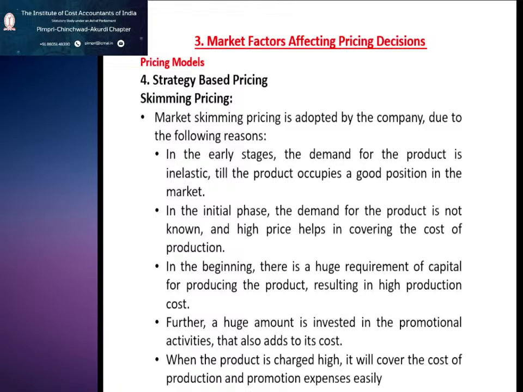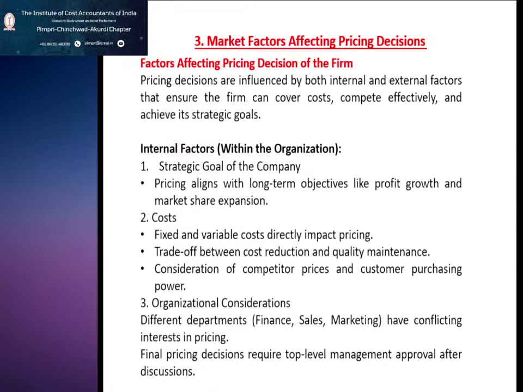Yeah, so these are the characteristics of market skimming pricing, and wherever the higher price is being charged, it is to recover the high cost of production and the promotion expenses which are incurred initially. Those are immediately getting recovered. So the cost of production gets recovered because of the high pricing.